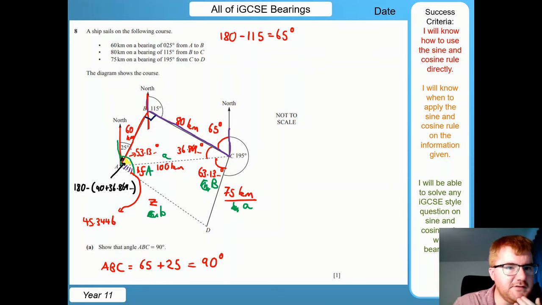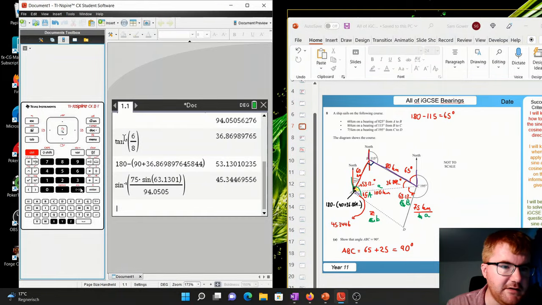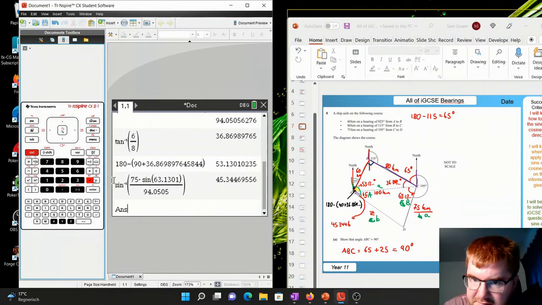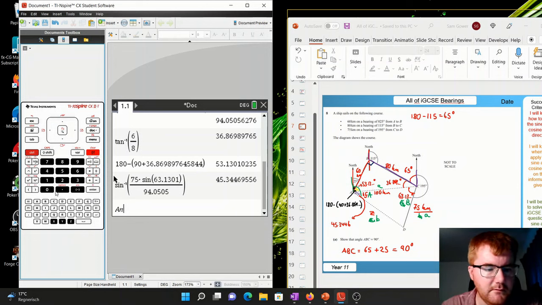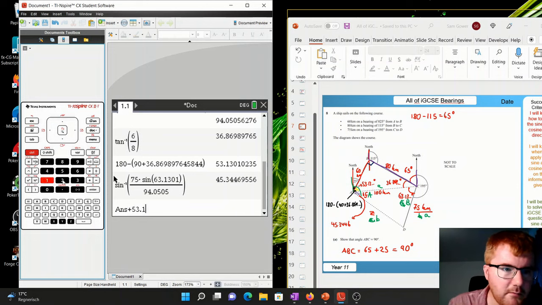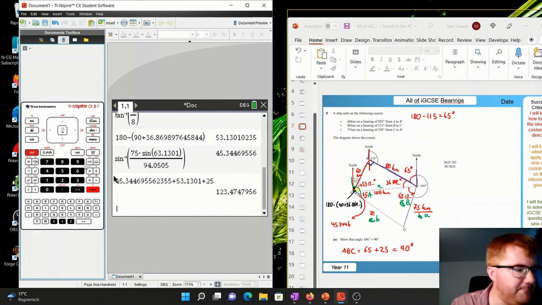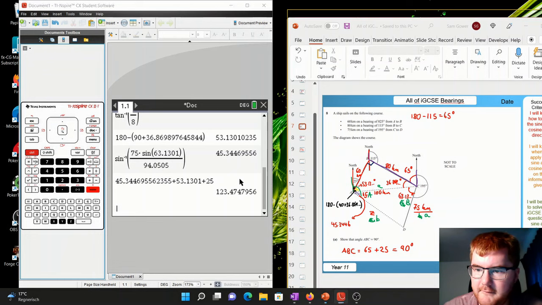Okay, and now I've got all these angles. So I've got 25, 53.13, and 45.3446. I'm now going to add all those together. So I'm going to take my answer from before, add it to 53.1301, and be really careful with this, and then plus the 25. And that will give us our full bearing. Okay, I'm getting to the answer of 123.47, so 123.5.